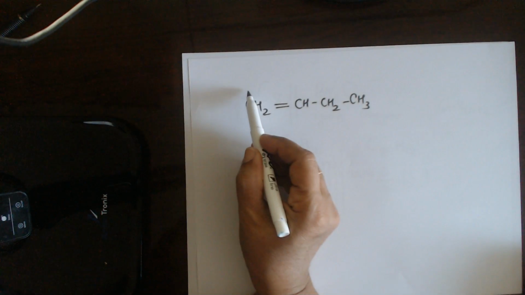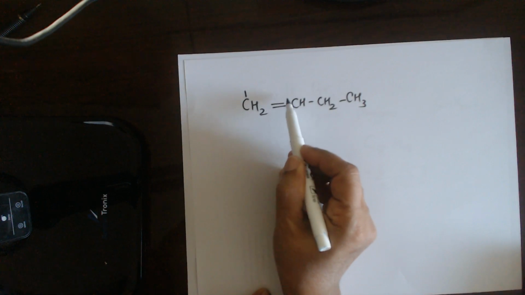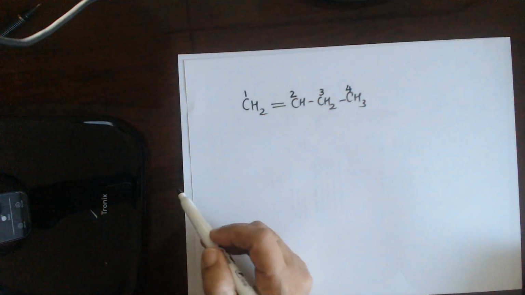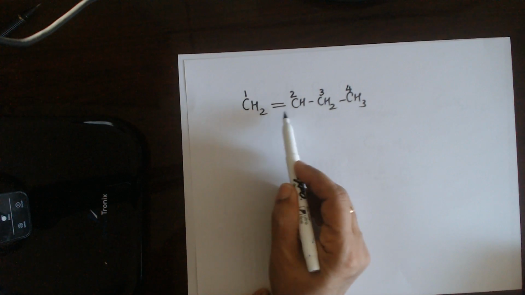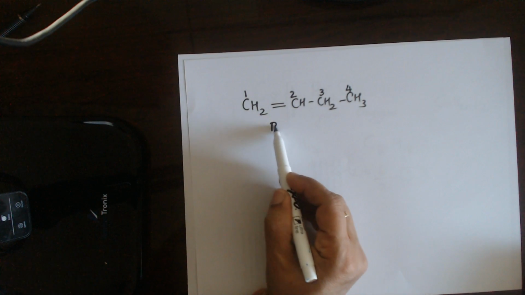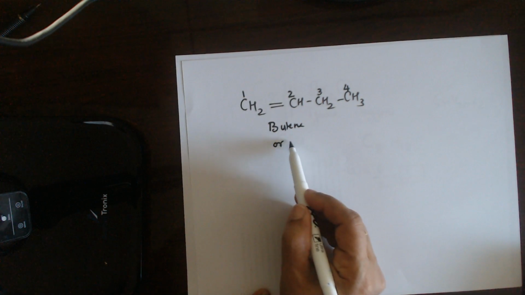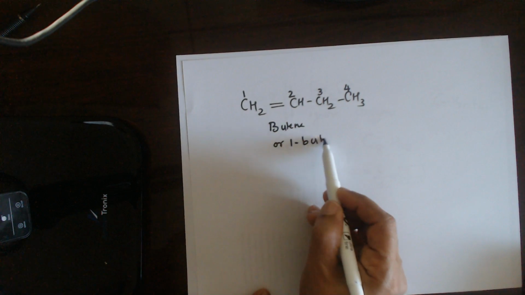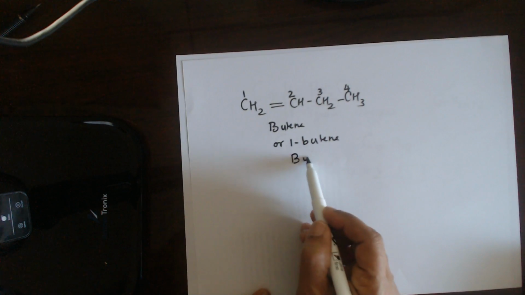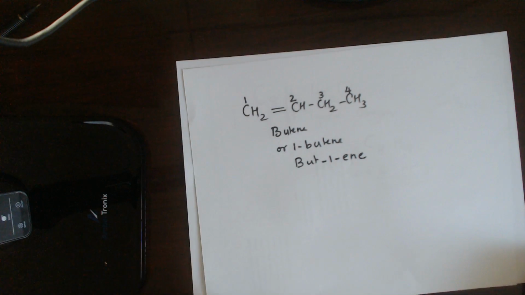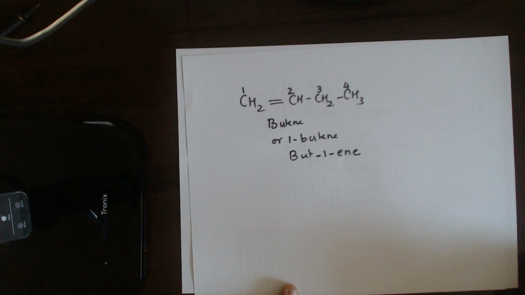Okay, so here, how will you number it? You will go from here, right? Because that's the preferred way. You have 4 carbon atoms. So at the first position, there is a double bond. So you will name this as butene or 1-butene. Some books also name this as but-1-ene. These are all correct methods of naming them. Okay.